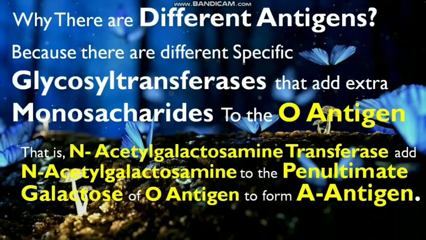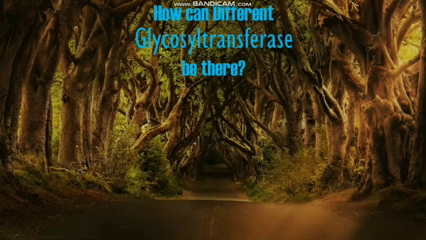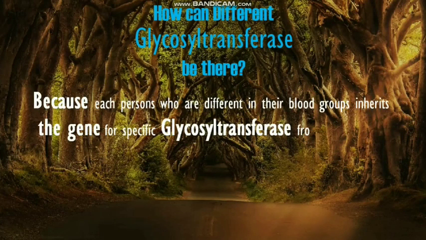As we are going to find the basic difference between different blood group individuals, we have to ask the question again. How can different glycosyl transferases be there in different individuals? So what is actually making different glycosyl transferases? You know the answer, it is nothing but the gene that is inherited from the parent. So each individual that is capable of producing each type of glycosyl transferase is actually inheriting the gene responsible for the specific glycosyl transferase from their parents. And this gene is actually responsible for the different glycosyl transferases that are present in different blood group individuals.